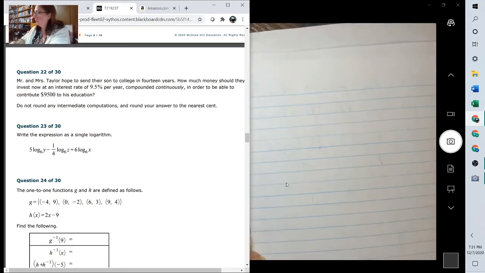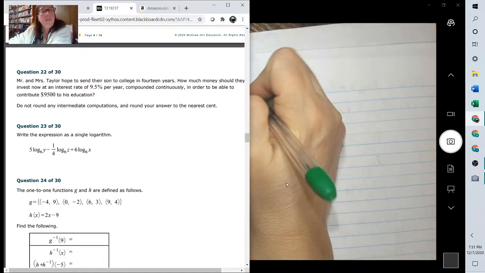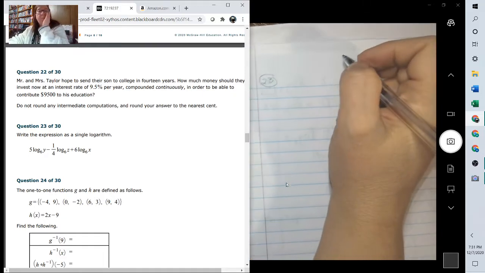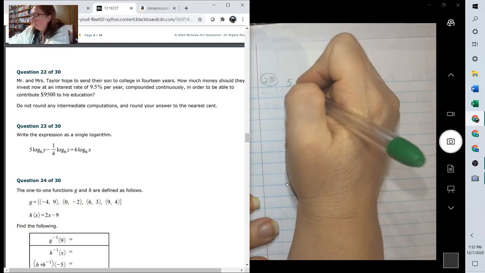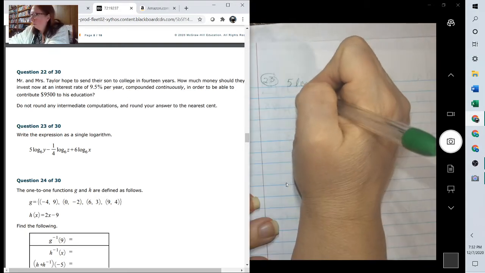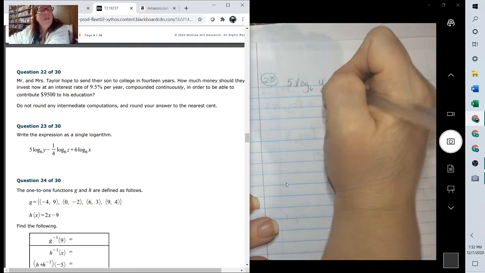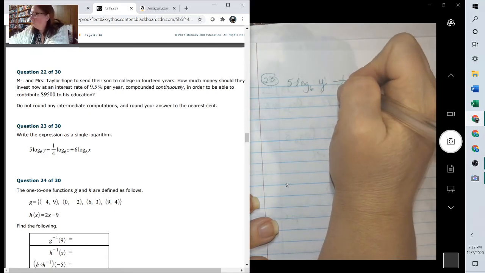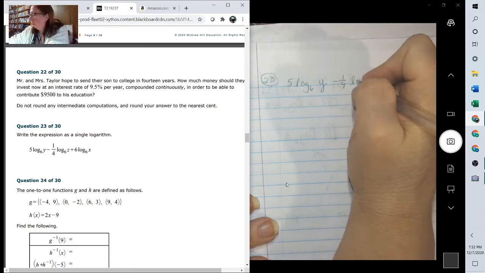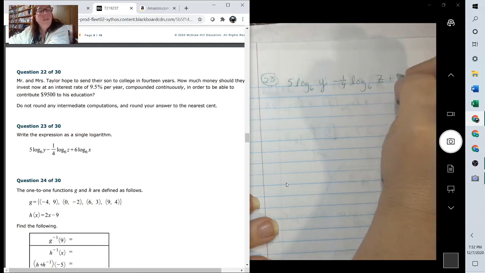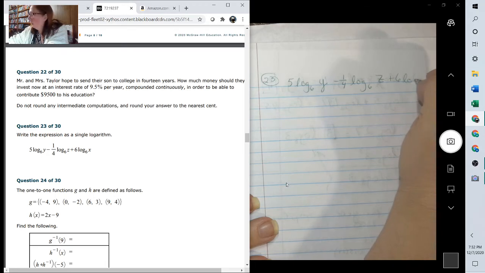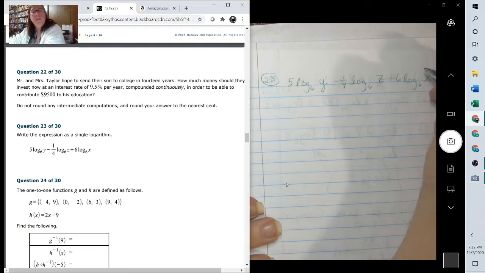Let's squeeze it. Number 23. 5 log base 6 of y minus 1/4 log base 6 of z plus 6 log base 6 of x. Write the expression as a single log.